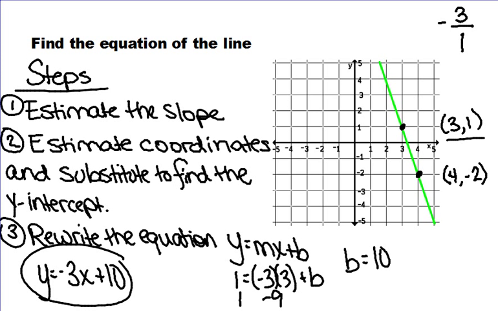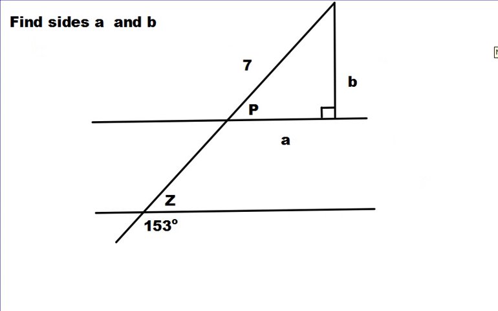All right, the next thing we're going to talk about, and the emphasis of the lesson, is transversals. We've talked about transversals and how to find different angles in transversals, and we're going to use that information now to solve for sides and different angles in a triangle. So this one says find sides A and B.